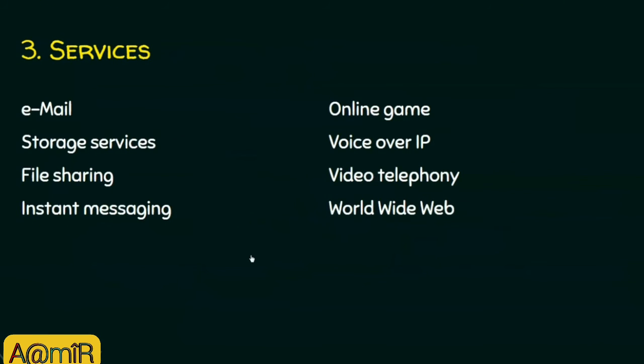We will now see the third component of a computer network, services. We use computer network for sending mails or receiving mails, storing our data in a remote computer. Google Drive is an example for storage. We can share files using computer network. We can send instant messaging like WhatsApp using computer network. We can play online games using computer networks. We can make voice calls using voice over IP. We can also do video calls or video conferencing using video telephony. And we can also use computer network for surfing the internet, that is accessing websites.